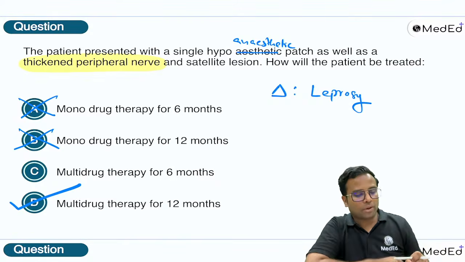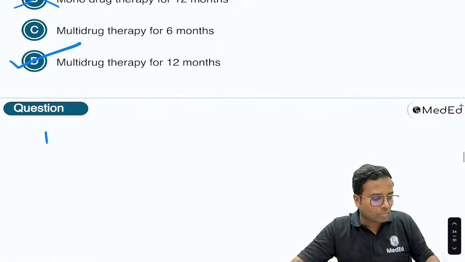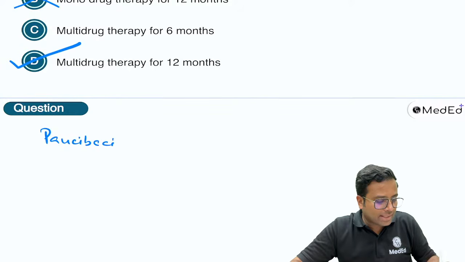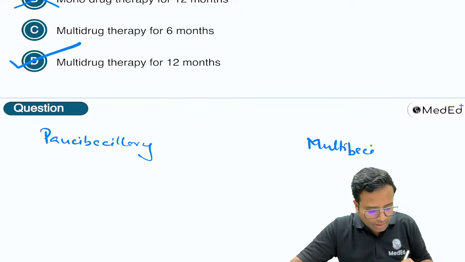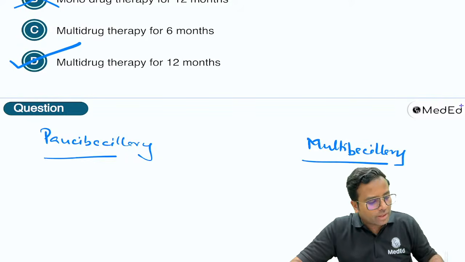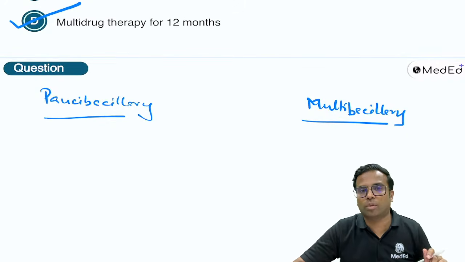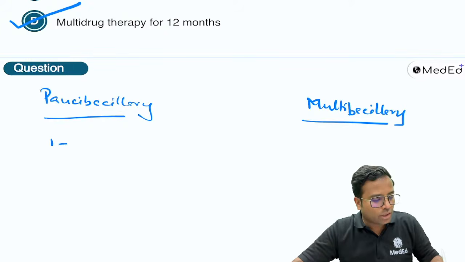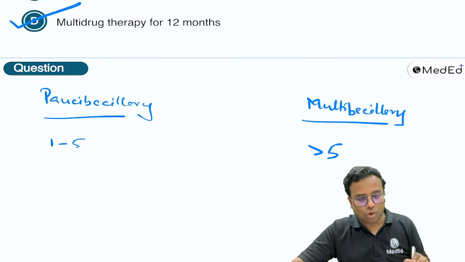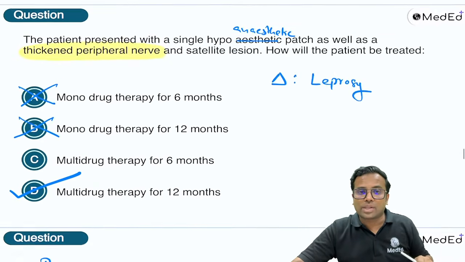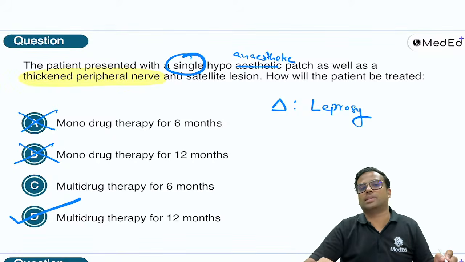So please remember, we usually divide leprosy into either paucibacillary or multibacillary. When we divide leprosy into these two types, we count the number of lesions. If the lesions are 1 to 5, let's call it paucibacillary. If it is more than 5, let's call it multibacillary. So in our MCQ, it was only a single lesion. Then you must be thinking it would be paucibacillary.